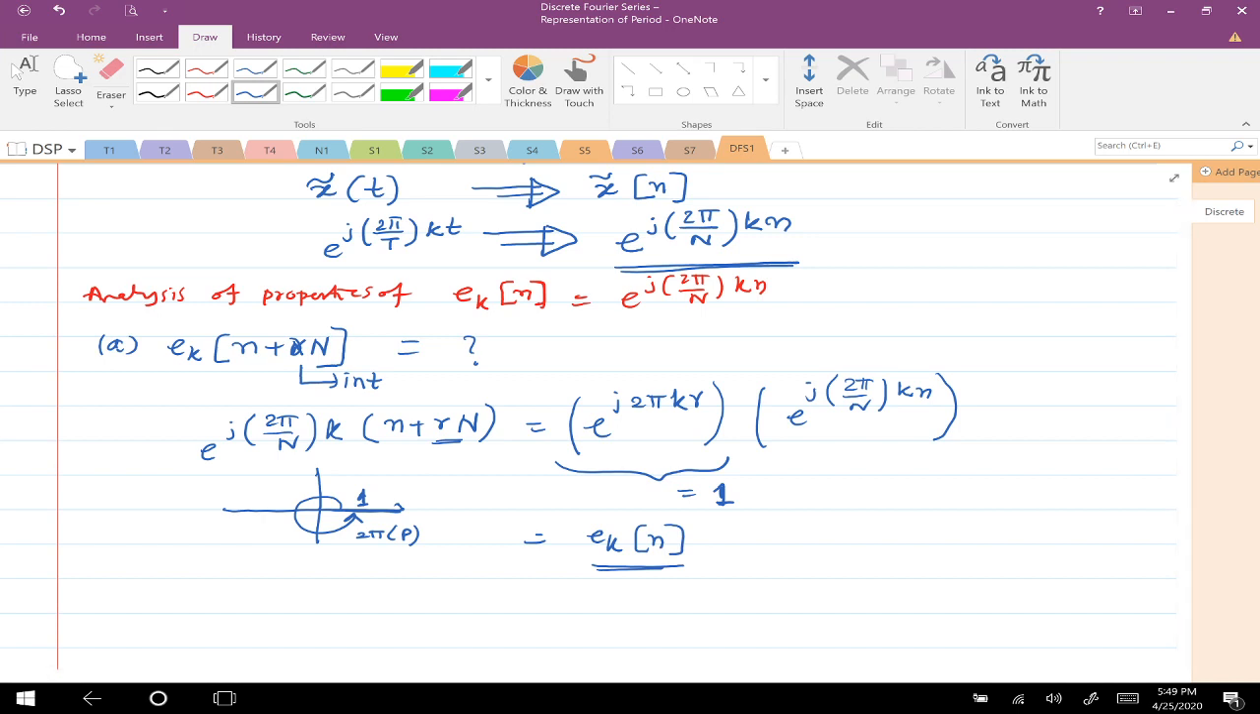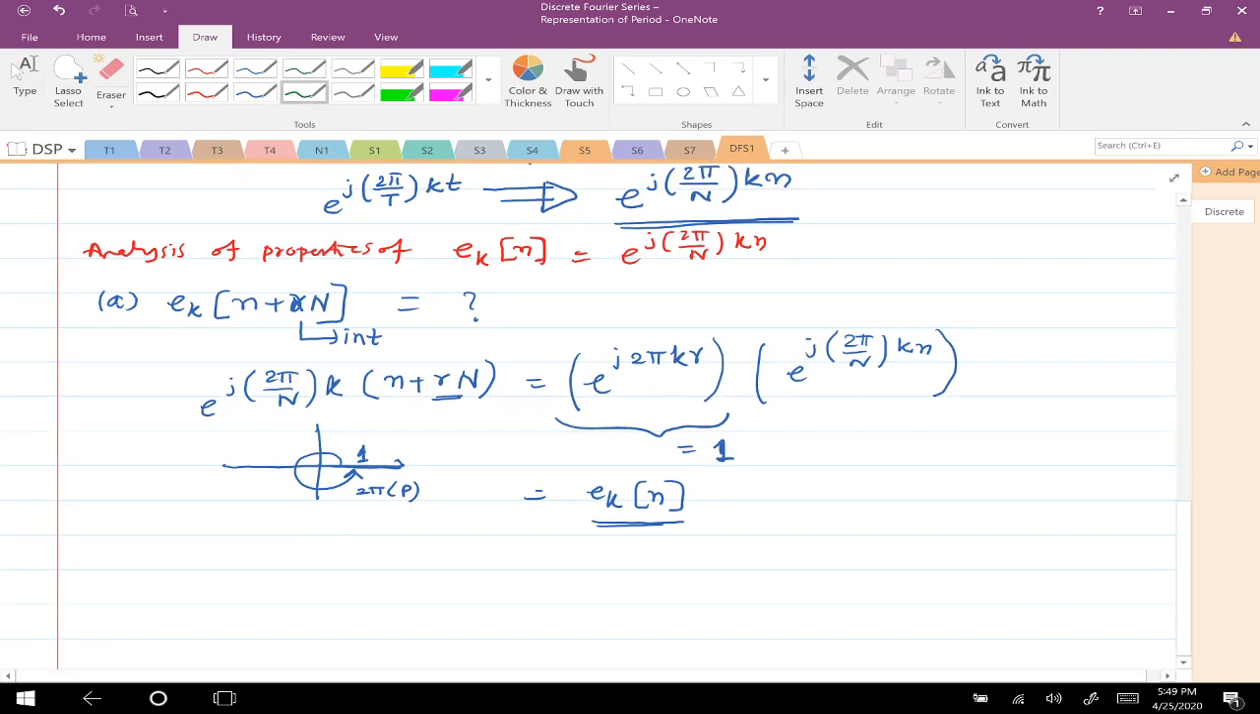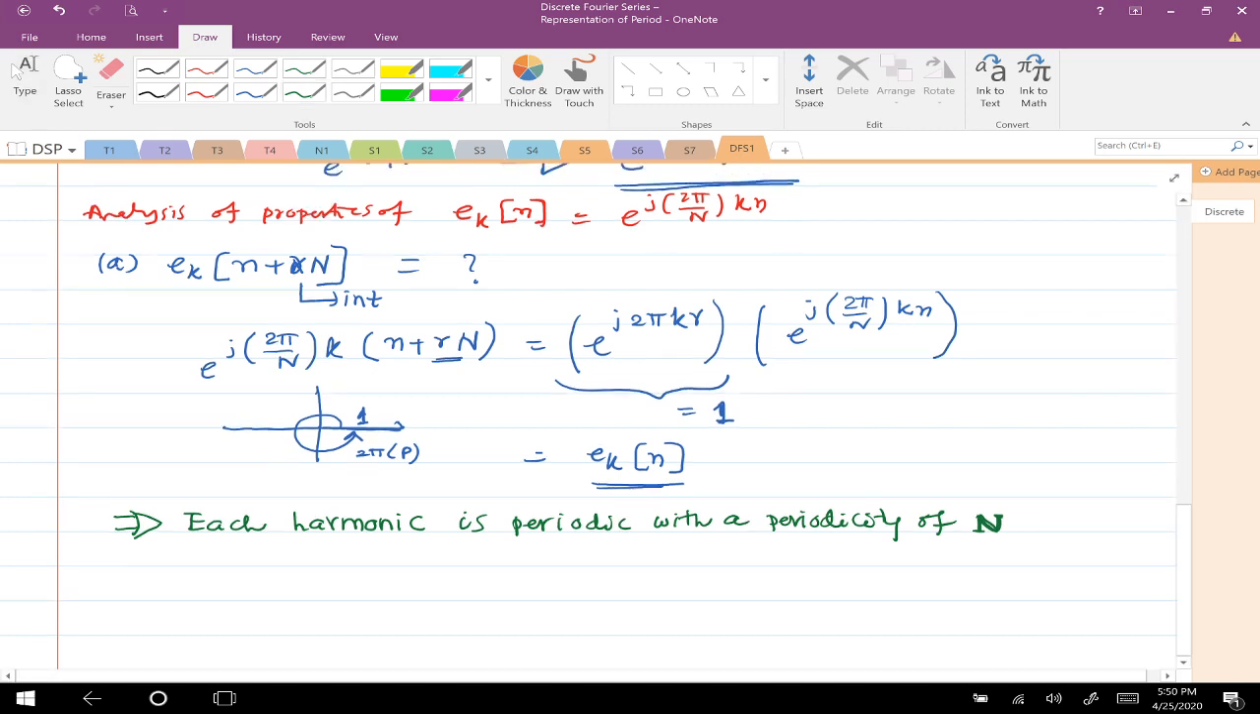What does this mean? e_k is representing the kth harmonic, and e_k of n plus rN being e_k of n means, what you could say is each harmonic is periodic, and that periodicity is the same as the periodicity of the input signal in discrete time sequence n. So what I could say is each harmonic of that exponential is periodic with a periodicity of capital N. The smallest value where it repeats is what you call periodicity. So that's for r equal to 1. So each harmonic is periodic with a periodicity of N.